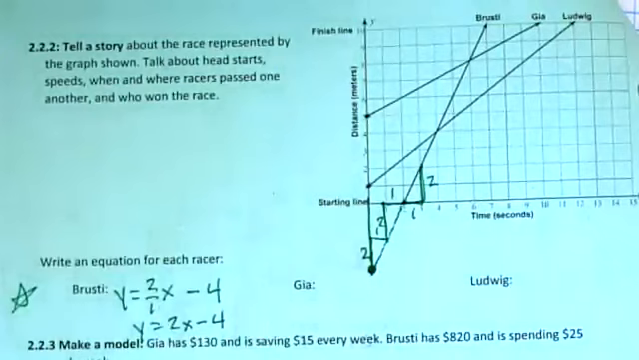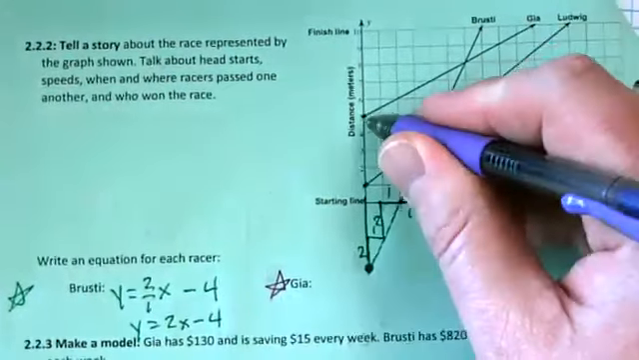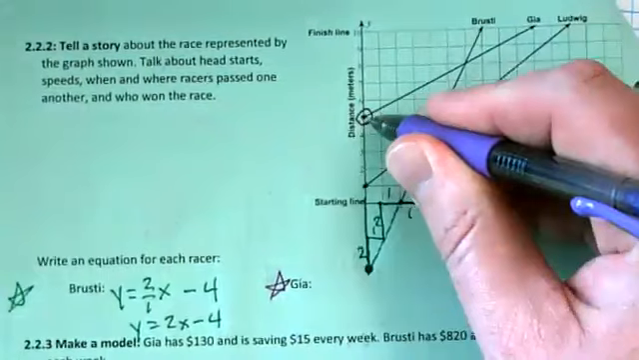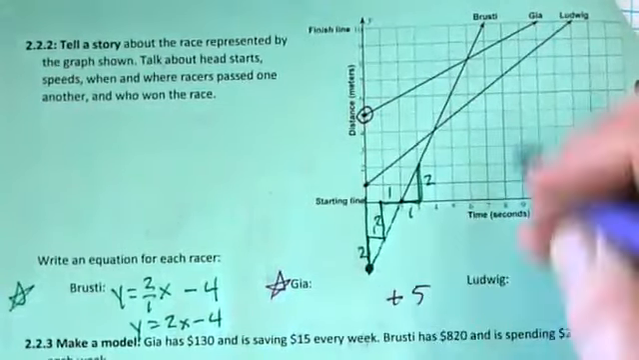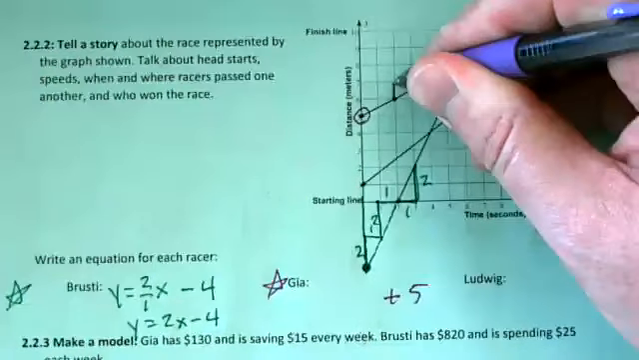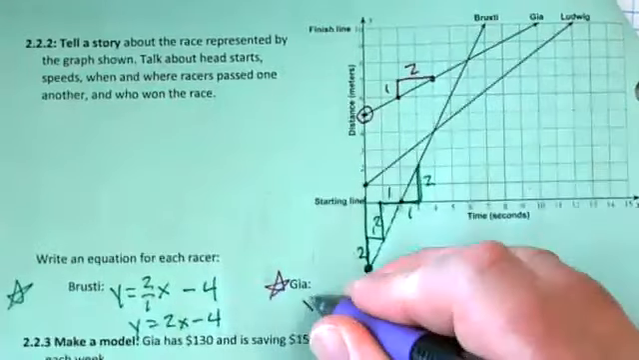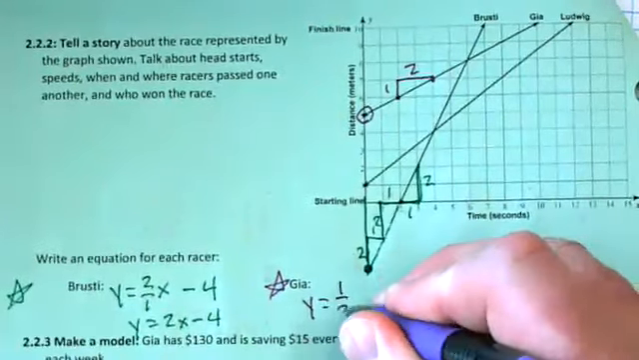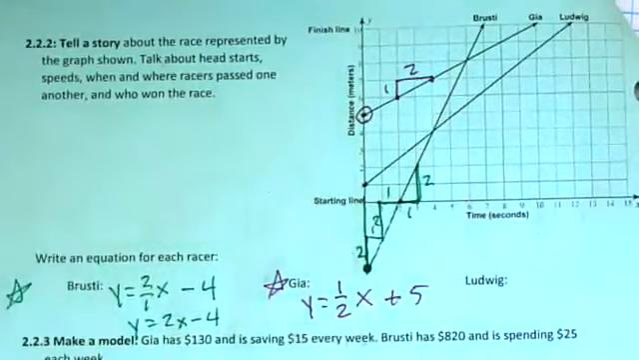Great. All right. Gia. Gia's a little more straightforward. Gia's got a y-intercept here at +5. So her equation is going to have a +5 at the end. And let's find our slope. Just picking a couple points here. Her slope would be up 1 over 2. So y equals, slope is 1 over 2, and then x, and then our y-intercept is +5.